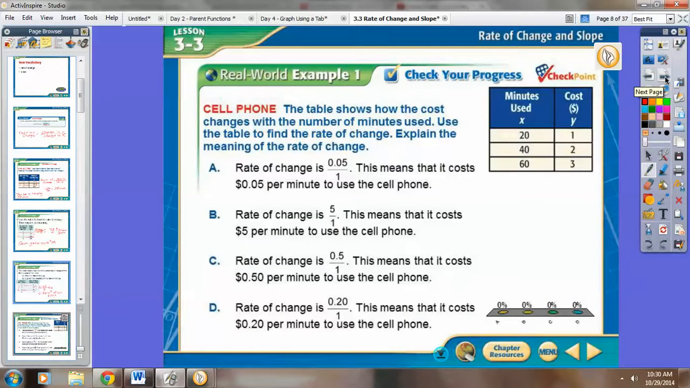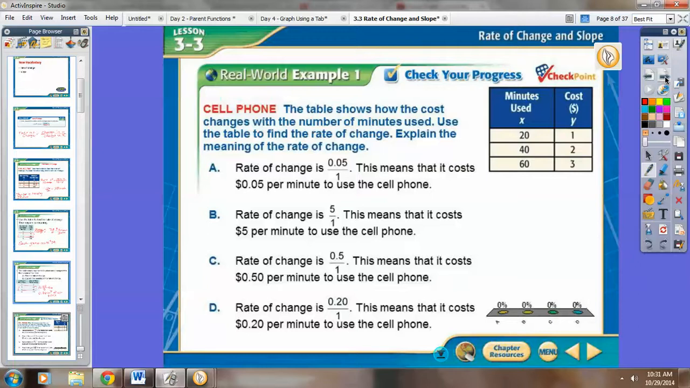Our next one I have written as multiple choice, but we're going to do this together and not multiple choice. It says the table shows how the cost changes with the number of minutes used. Use the table to find the rate of change. Explain the meaning of the rate of change.